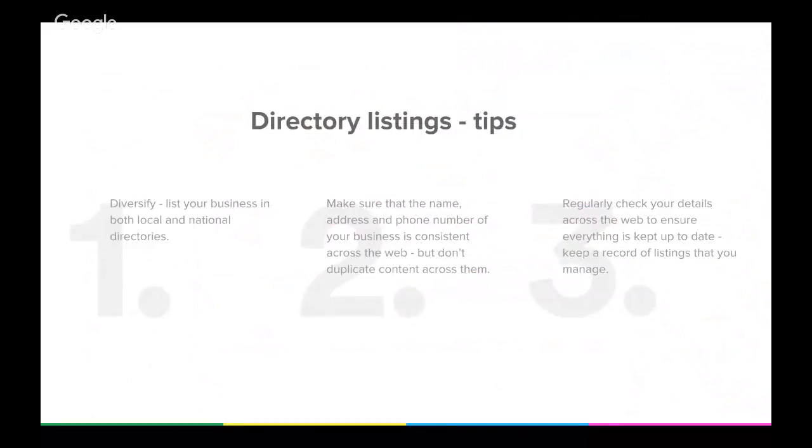So I've just got a few tips for setting up directory listings. So diversify. List your business in both local and national directories. Make sure the name, address, and phone number of your business is consistent across them. But one tip that I would give you is please don't duplicate any of the content that you have on those listings. Google will essentially see those as very similar listings, and it'll notice the little effort that's gone into them. So try and diversify through those. It'll give you more value in the long term. And again, regularly check your details, ensure everything's kept up to date, and keep a record of any listings that you manage.